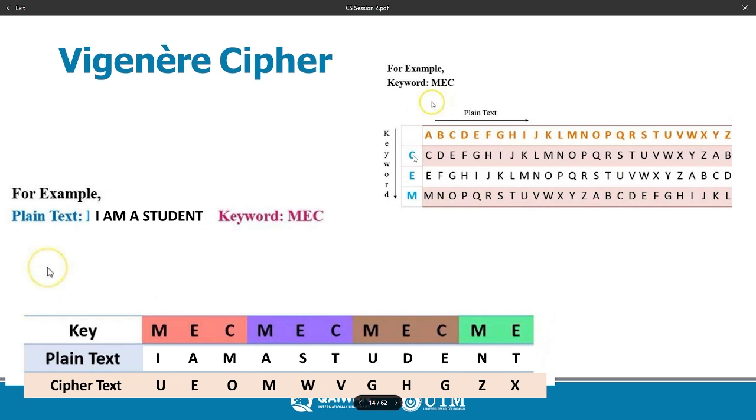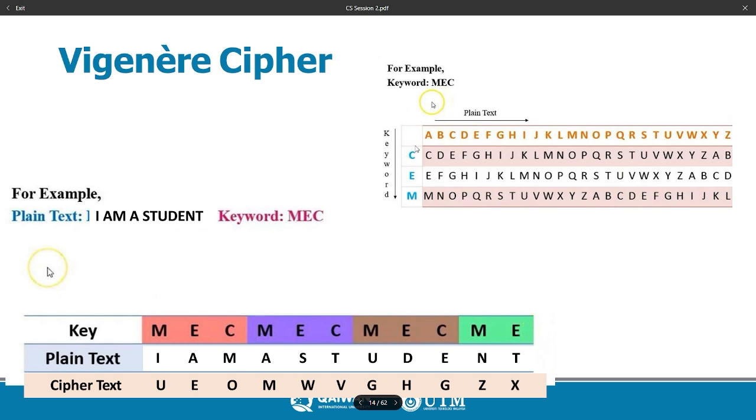Then, for this C, the alphabet will start from C until the end. For the E it will start from E to the end, and for the M it will start from M to the end. Now, based on this, I will find I, it will be U. You find U, and A became E based on E. Now C would be O based on the keyword.